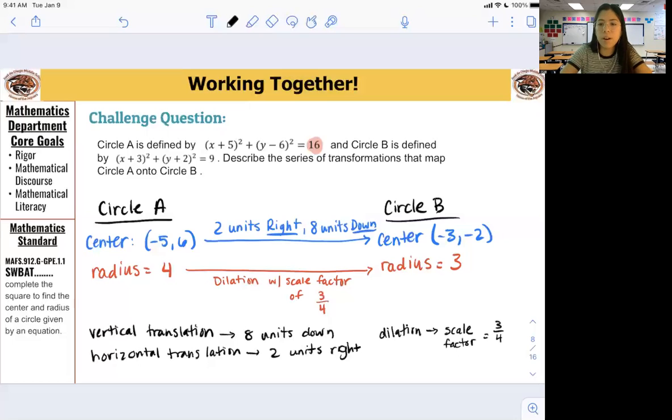And we are multiplying it times 3 over 4. You always multiply times the scale factor, and you always do it to where you're starting from. So if you do it this way, 4 times the scale factor, 4 times 3 over 4, I get 3. So you take where you started times the scale factor, you get your new distance. Does that make sense?